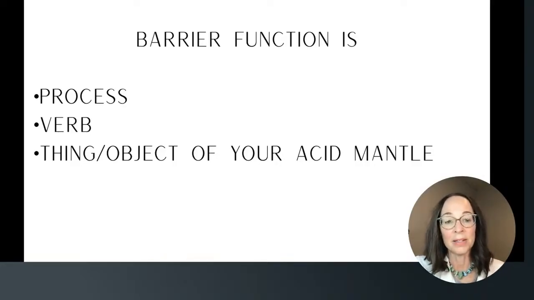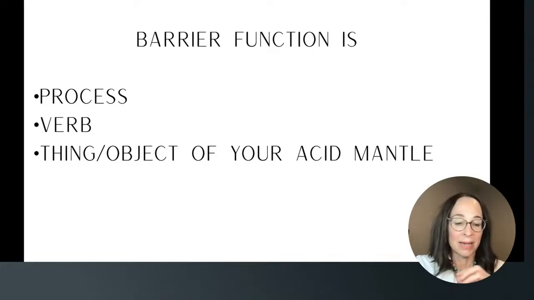And the other thing I wanted to talk about when it comes to barrier function is that it's a verb and a process, and it's a thing. The thing is the acid mantle. It is an object. It's an actual thing that we could go in and say, yep, this is an A+ microbiome film. But what isn't always talked about is that it's a process that created that beautiful yellow oil that was in my diagram and in our own skin. It's a process of how that oil mixed with our sweat comes to be.